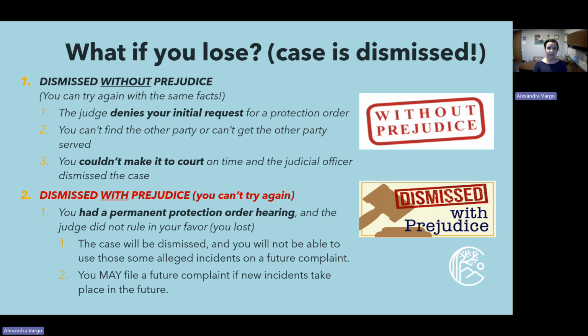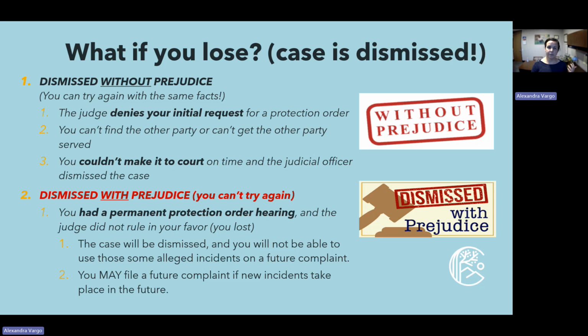So back to the protection order hearing. What if you lose? What if you get denied at your initial request? When you go in for that ex parte hearing and you haven't served the other party or anything, and the judge says no, usually at that point they will tell you why, and you can beef up your complaint or wait till another incident happens, which isn't ideal, but sometimes the initial complaint just doesn't have everything that you need in it.